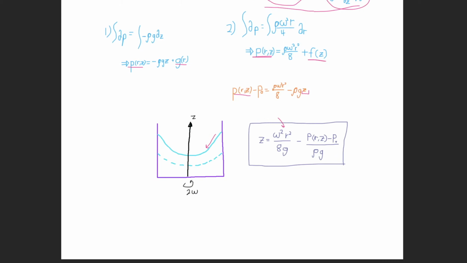And so that's what our lines of constant pressure look like in a solid body rotation situation. Now, we'll see that these look quite different in our irrotational flow, and that'll be in our next video.